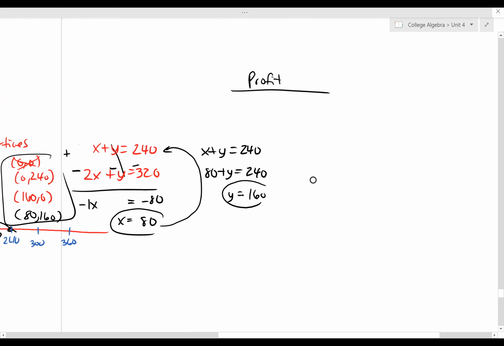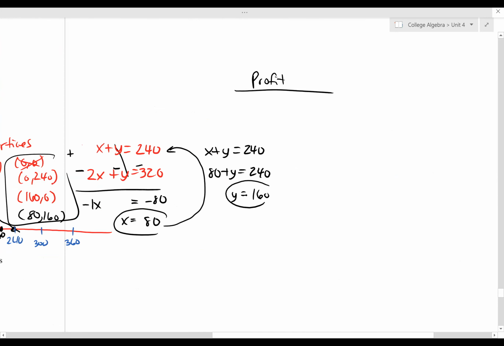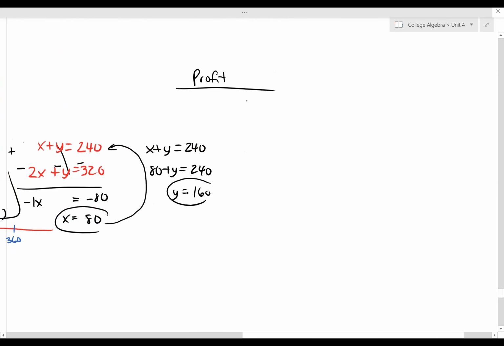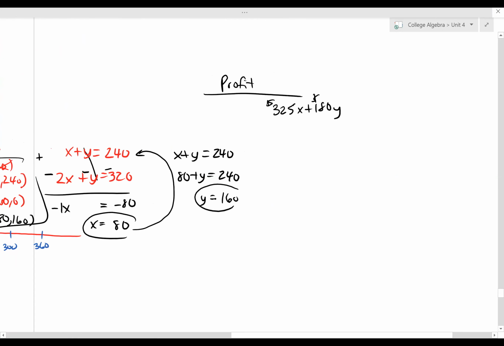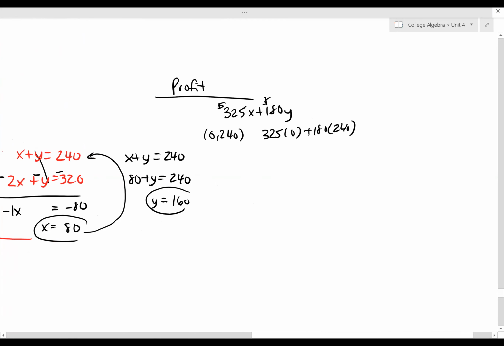Remember that in the very beginning, our profit function was 325x plus 180y. And we're going to test our ordered pairs. We don't do the 0, 0, but you can test the others. So let's do 0, 240. That would be 325 times 0 plus 180 times 240. And that would give us a profit of $43,200.